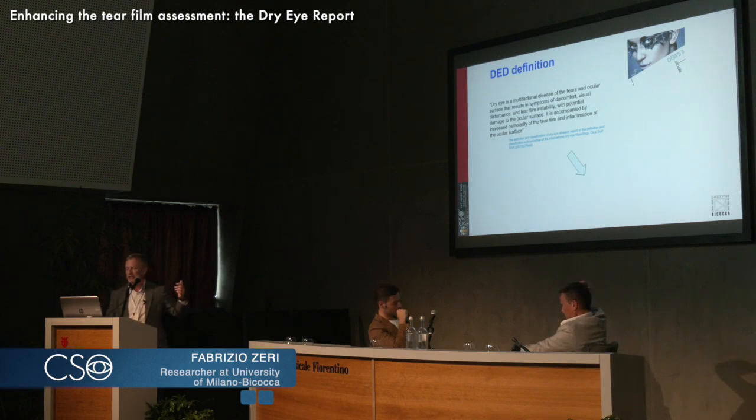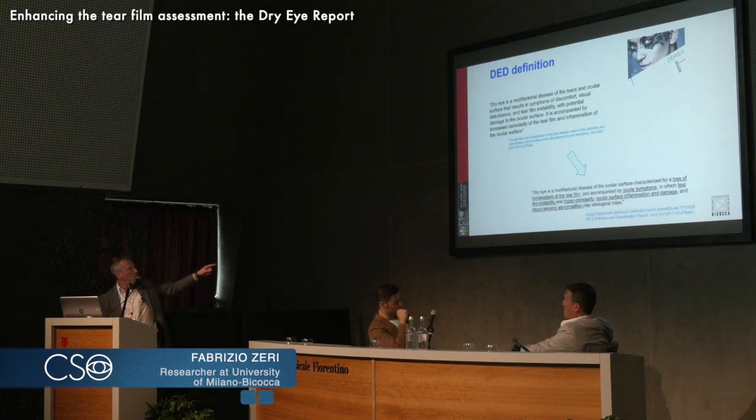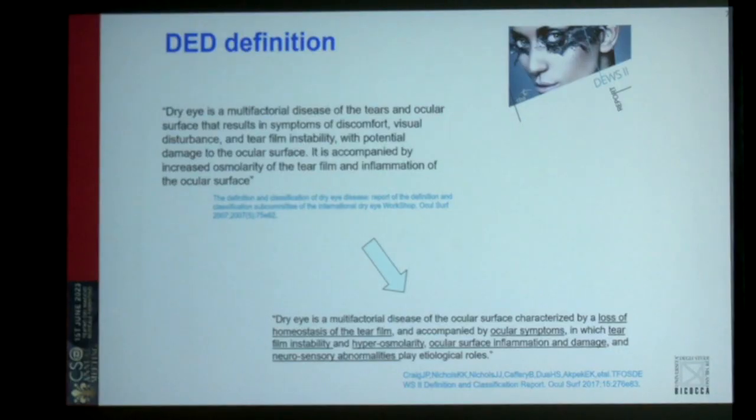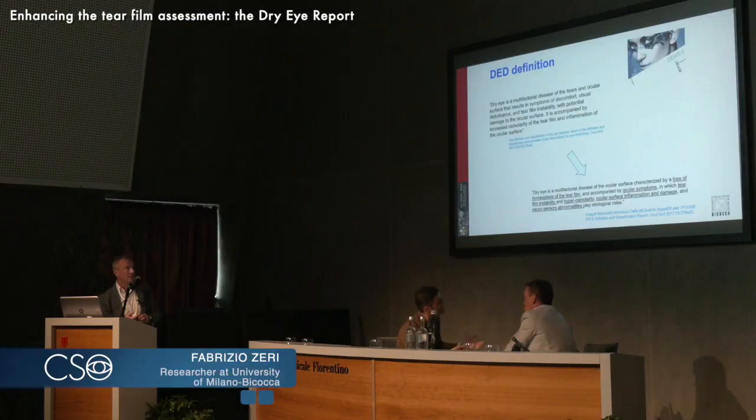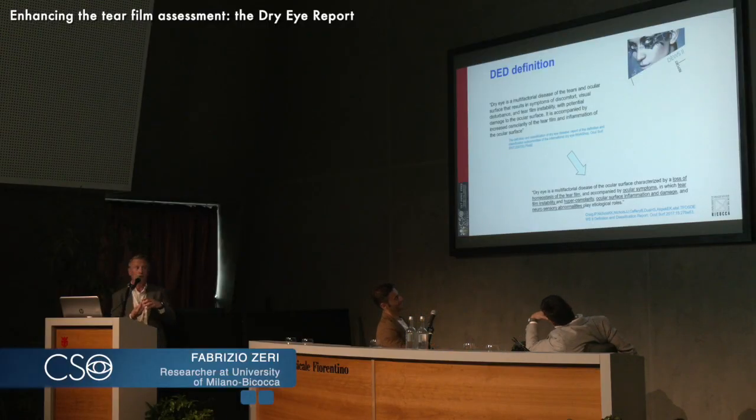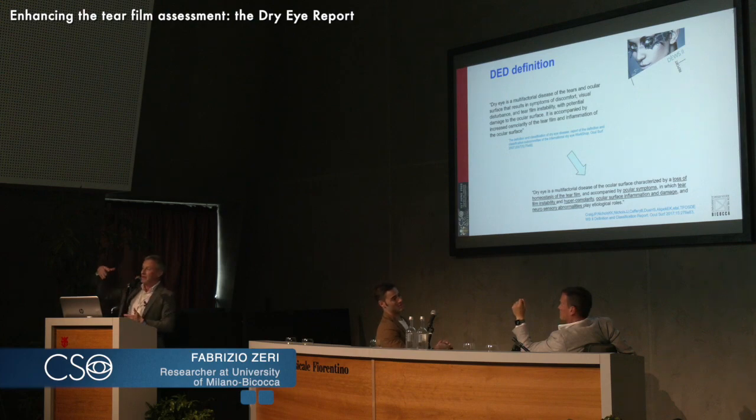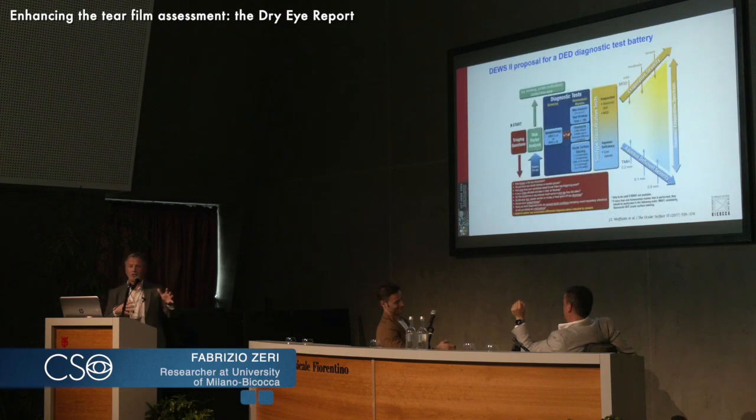This is the whole definition of TFOS. I want to highlight the second one, the most recent, from 2017. This is the subcommittee of TFOS led by Jennifer Craig. And you see that dry eye is a multifactorial disease. There are lots of very important things: loss of homeostasis, ocular symptoms, tear film instability, hyperosmolarity, which was not mentioned in the whole definition of dry eye disease. So I think it's very important to look at what they deliver.